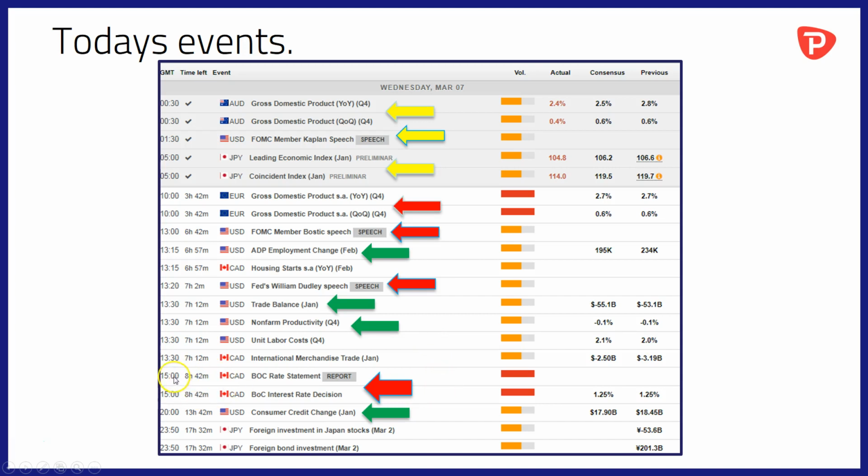But staying in Canada, and perhaps the most important decision of the day, the Bank of Canada's interest rate decision for the month of March, due up at 1500 GMT. 2000 GMT sees US consumer credit changes for January, and 2350 will see foreign investment in bonds and stocks for Japan for the week of March the 2nd.